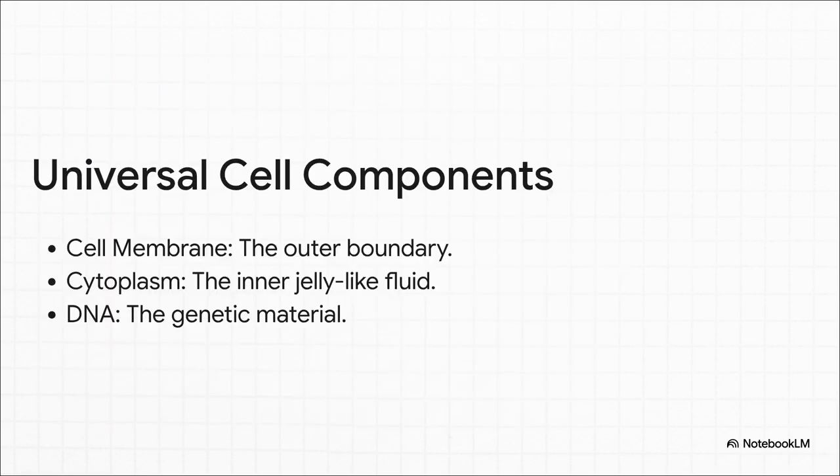And what's really fascinating is that no matter what kind of cell we're talking about, they all share three common features. Every cell has a cell membrane. Think of it like the city's border or its security, controlling what gets in and out. Inside, there's the cytoplasm, which is this jelly-like stuff where all the action happens. And, most importantly, every cell has DNA. That's the genetic blueprint, the instruction manual for the whole operation.